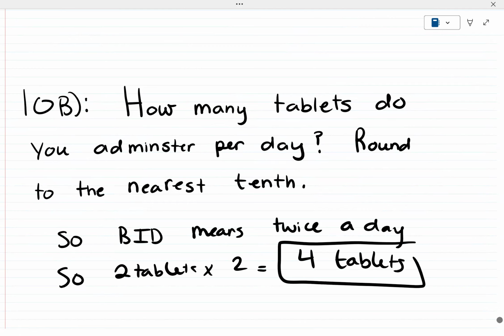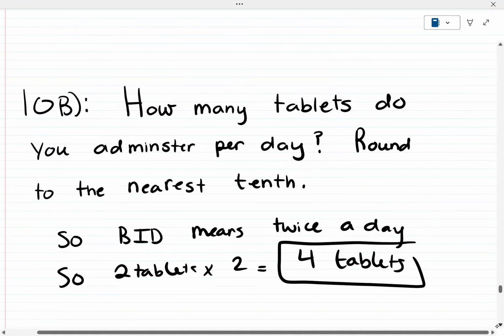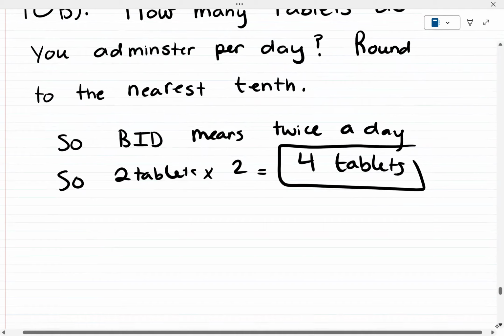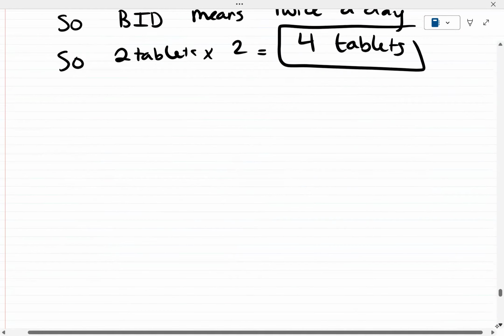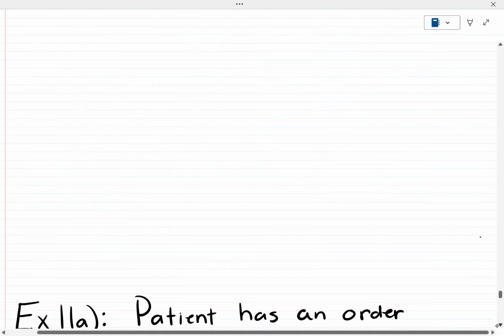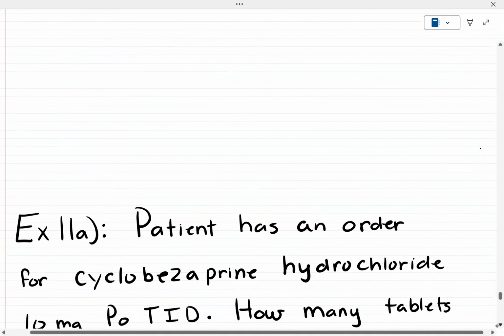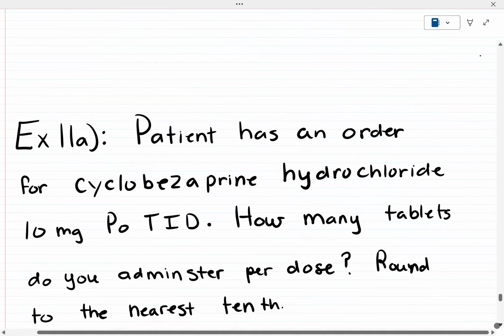Okay, last one. Example 11A, patient has an order for cyclobenzaprine hydrochloride of 10 milligrams PO TID. I can't say this word, I'll try my best. I hear that TID. What does that mean? TID means 3 times a day.